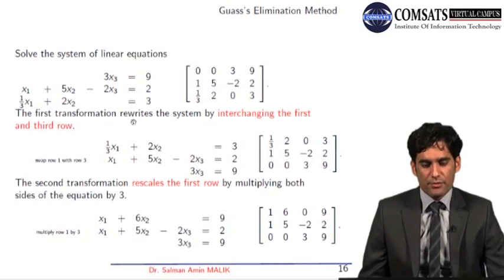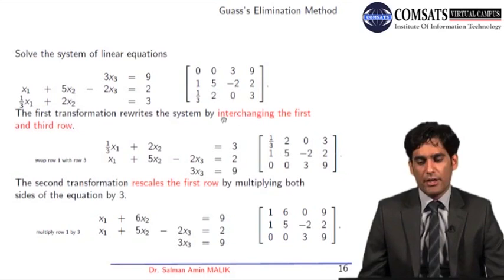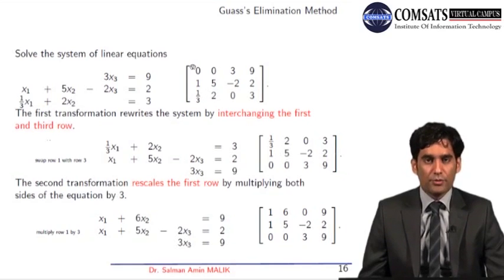The first transformation rewrites the system of linear equations by interchanging the first and third rows. Why are we doing this? There is a reason behind it. First of all, we will go through the steps, then I will tell you the logic of why we are doing it.